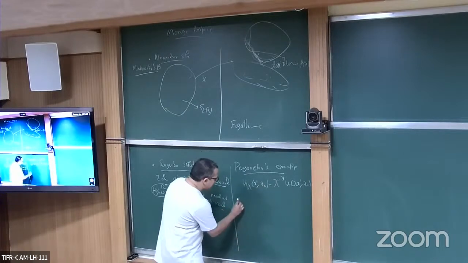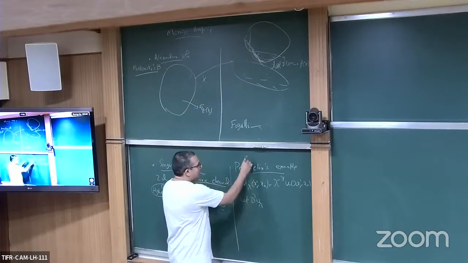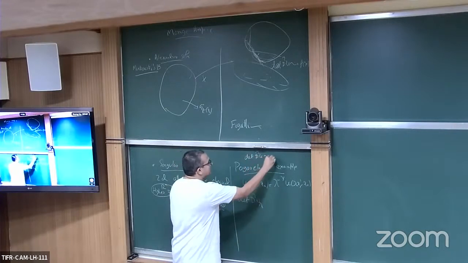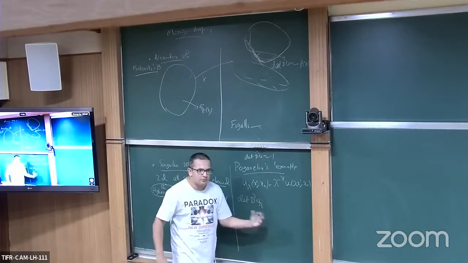Okay, and now what I do is that I compute the determinant. I start with the example that the determinant of u is like 1, and I want this quantity to be also like 1, and that forces what gamma has to be.